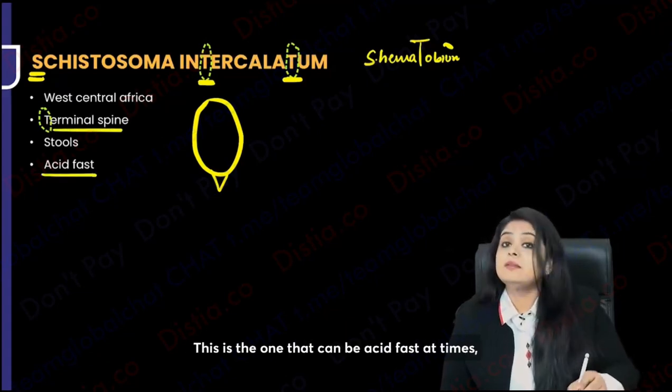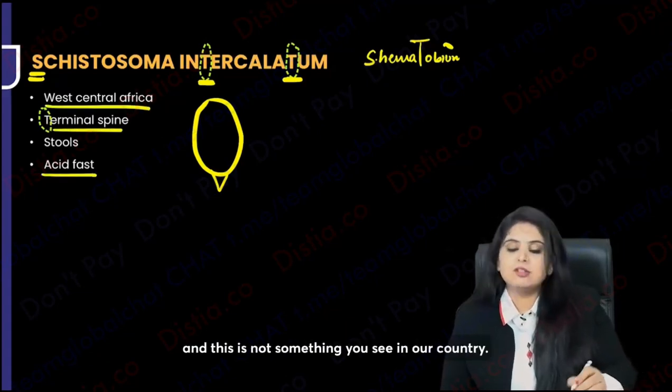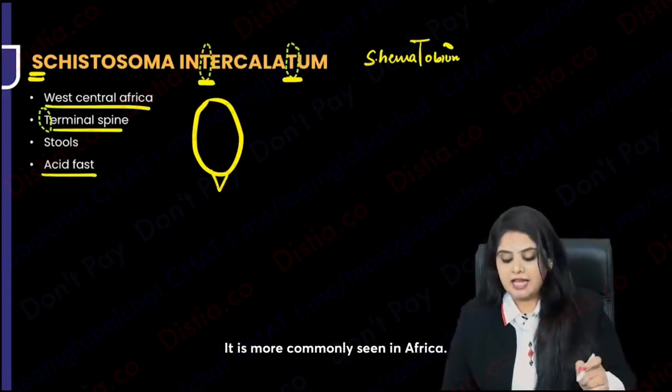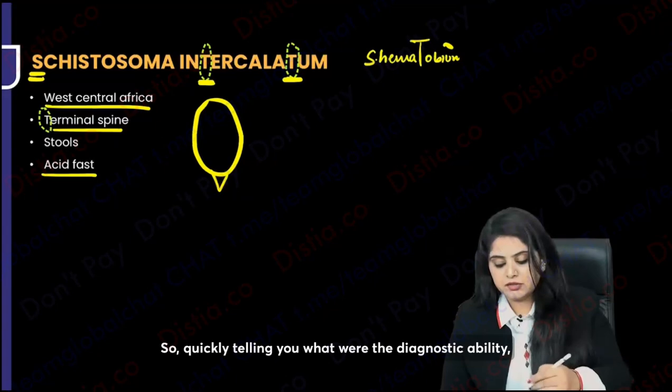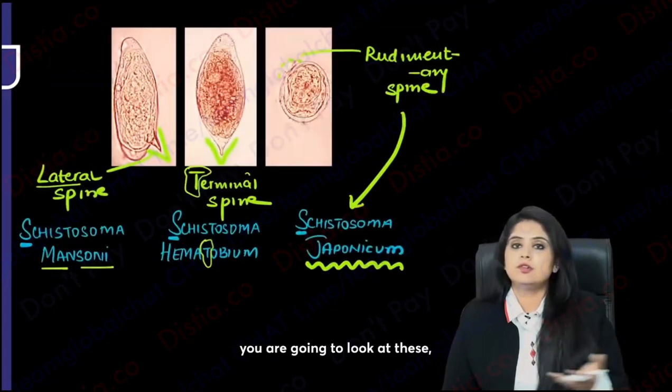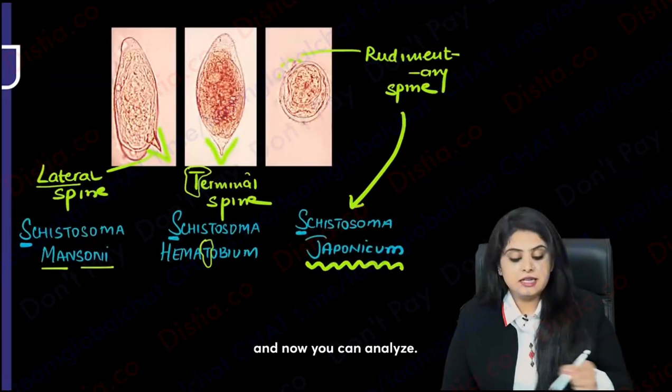This is the one that can be acid fast at times, and this is not something we see in our country. It is more commonly seen in Africa. So quickly telling you what the diagnostic ability was. For the diagnosis you're going to look at these, and now you can kind of analyze.